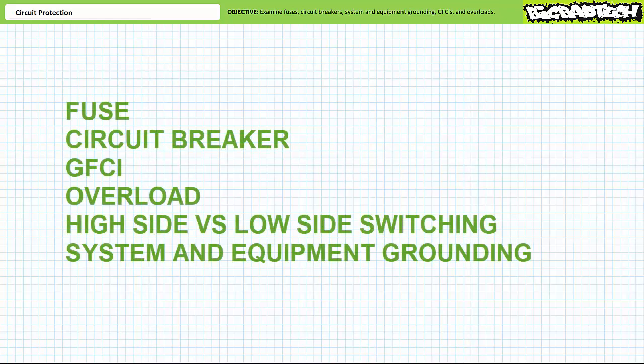I'm Instructor Jim Pytel, and today's topic of discussion is circuit protection devices. Our objective is to take an introductory look at basic circuit protection devices. We'll introduce fuses, circuit breakers, ground fault circuit interrupters, and overloads, and we'll discuss their intended purposes, means of operation, and differences between them. Additionally, we'll compare and contrast high and low side switching arrangements, and discuss how system and equipment grounding relates to circuit and operator protection.